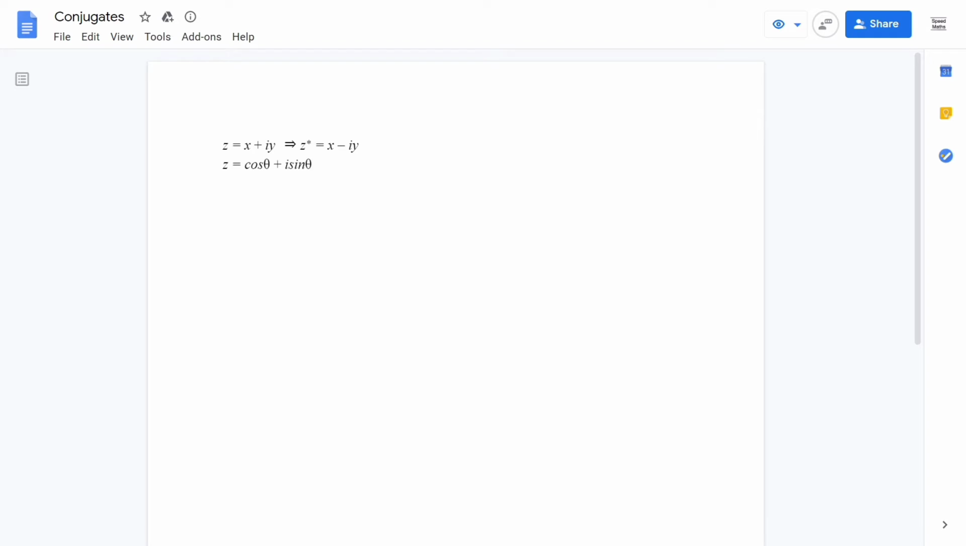Now let me write z in modulus argument form, but without the modulus for simplicity. Here I'm assuming it has just a modulus of 1, but at the end I will explain why the modulus does not change.